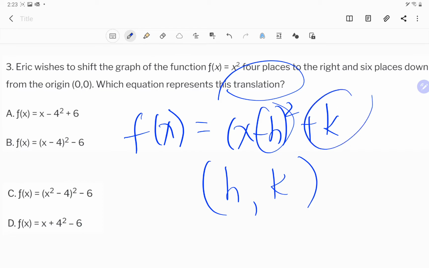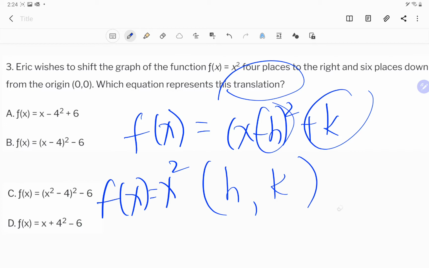Now, when the k is positive, it goes up, and when your k is negative, it goes down. Now, how about this? When your h is negative, it goes to the right, and when your h is positive, it goes to the left. Again, when your h is negative, it goes to the right, and when your h is positive, it goes to the left. From our parent function, f of x is equal to x squared.